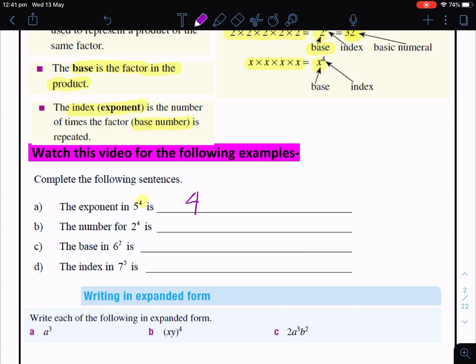The number for 2 to the power of 4: the number is going to be your answer. So it would be 2 times 2 times 2 times 2, so the number would be 16. The base in 6 to the power of 2 is going to be the 6. The index in 7 to the power of 5, remembering index is the same as exponent and power, would be 5. So we're going to put a 5 there.